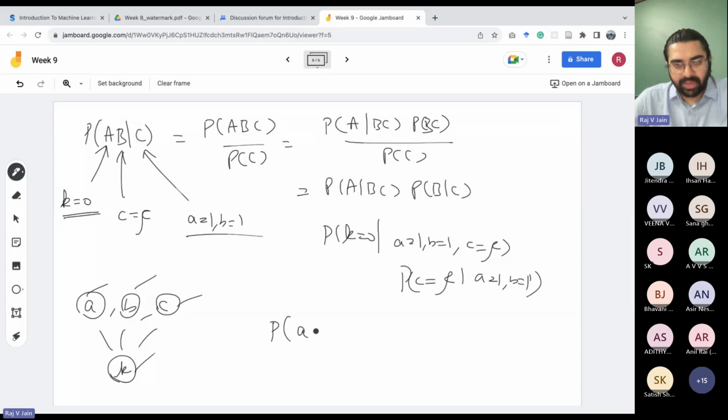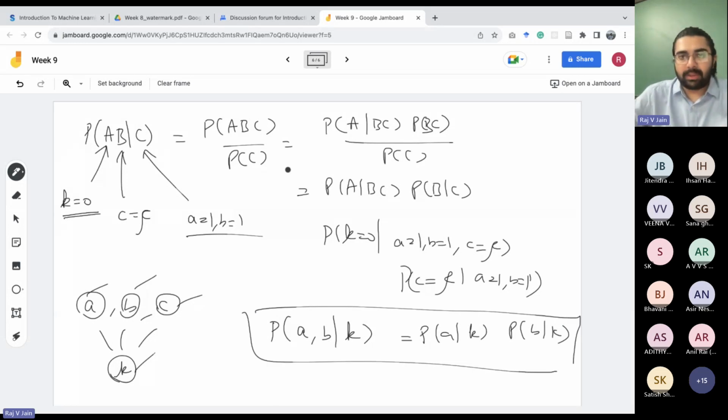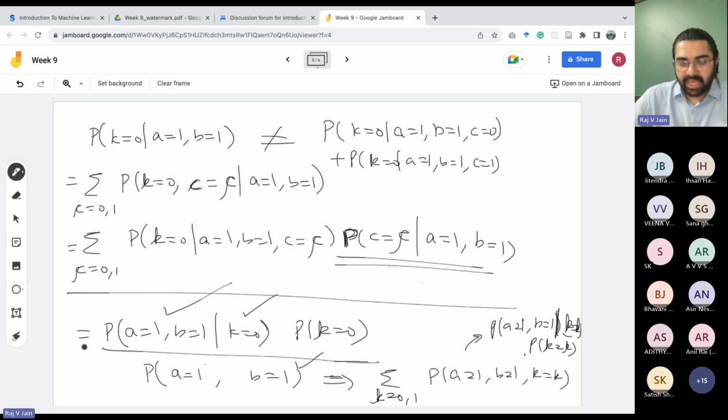So probability of features, let's say A and B are features, only given the class they become P of A given K times P of B given K. This is the naive Bayes assumption. Because this probability is not easy to compute, we make an assumption that, given the class, features are independent. Then you just get a multiplication of terms. It becomes easier.